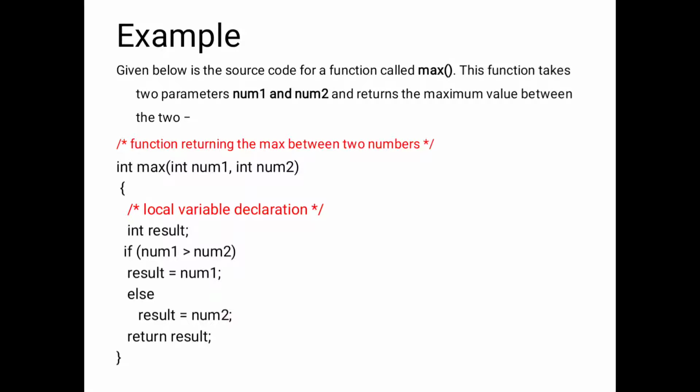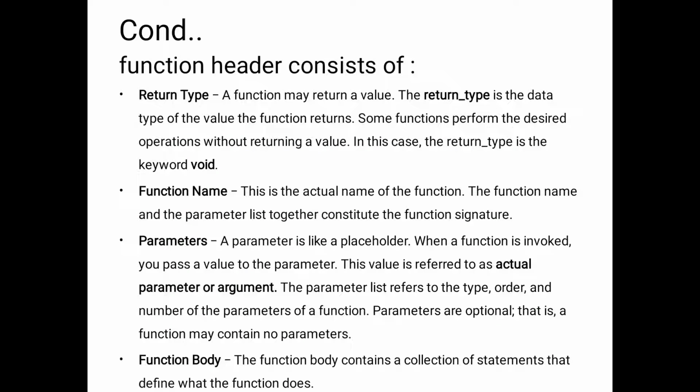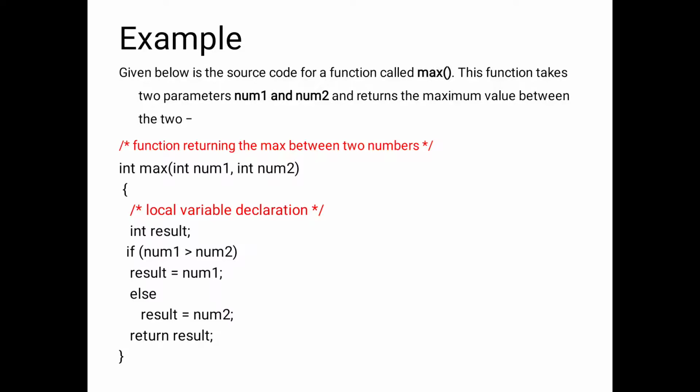Int is the return type. I already said that a function header consists of return type, function name, parameter and the function body. Here the return type is int, the function name is max, and the list of parameters is int num1, int num2. You should specify the data type of num1 and num2.